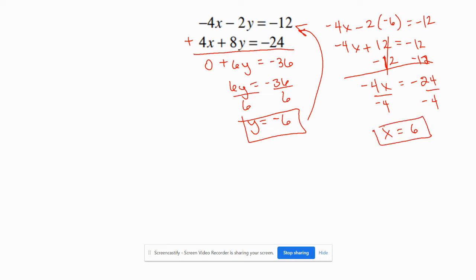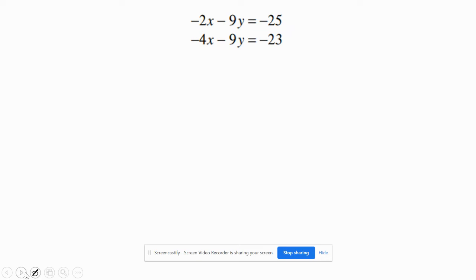I could substitute x and y into both equations to make sure they work, and they should work. So my solution for both of these would be 6, negative 6. This is where those two lines cross. Now, you can pause and rewind these videos, so if I'm going too fast, I apologize, but I have a short amount of time.